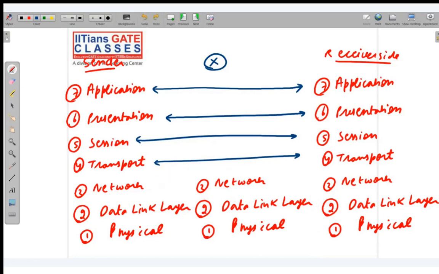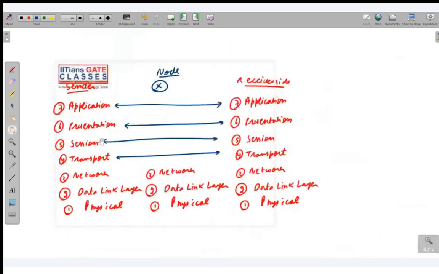Okay. So the basic thing is that actually I'm not making the exact diagram, so it will confuse you. So, okay. Don't worry. You make the diagram till here. And this node is using these three layers only. So the basic thing is layer X on one machine is communicating with layer X on another machine. It's not like that sender side application is communicating with receiver side application also, presentation also, session also, and so on. No. You just concentrate on this diagram. Application layer of sender is communicating with receiver side application layer only. So these are very, very important points which you should remember.